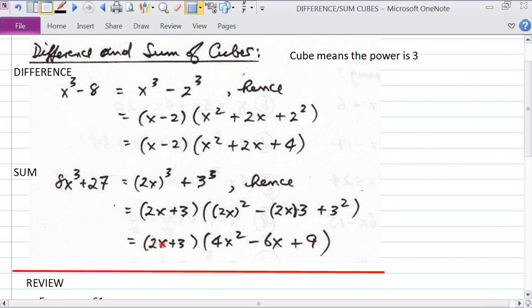How do I do that? I multiply the 2x times everything in the second bracket. I multiply plus 3 times everything in the second bracket, and I cancel like terms, and I will get 8x cubed plus 27. Same thing here. I multiply x times x squared plus 2x plus 4, and then minus 2 times x squared plus 2x plus 4. I'm going to get x cubed minus 8.